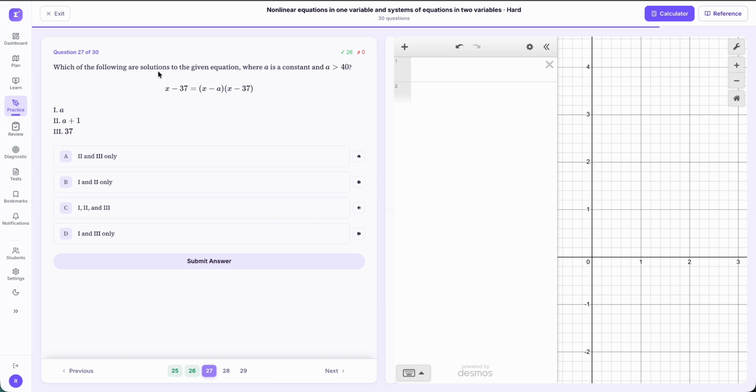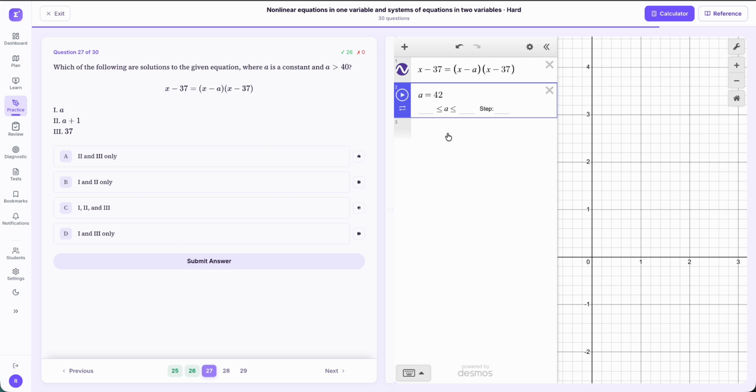Which of the following are solutions to the given equation? We love that word solutions. That means you can take your equation, type it in, and you should see your solutions. However, here we don't see solutions. We get an error. It's important for us to understand why we have an error, and it's because Desmos doesn't know what A is. So we want to tell Desmos what A is. What would A be? Well, they tell you over here: A is some number greater than 40. So let's pick a number.